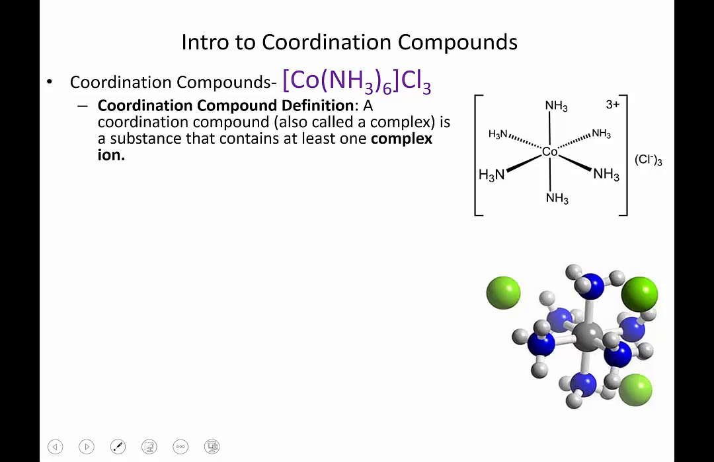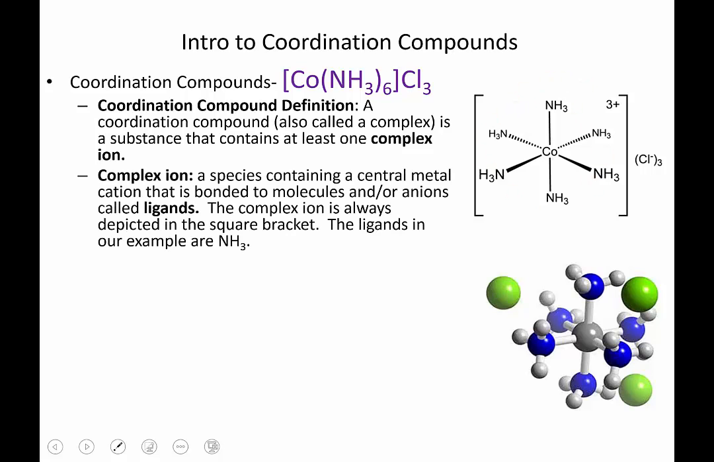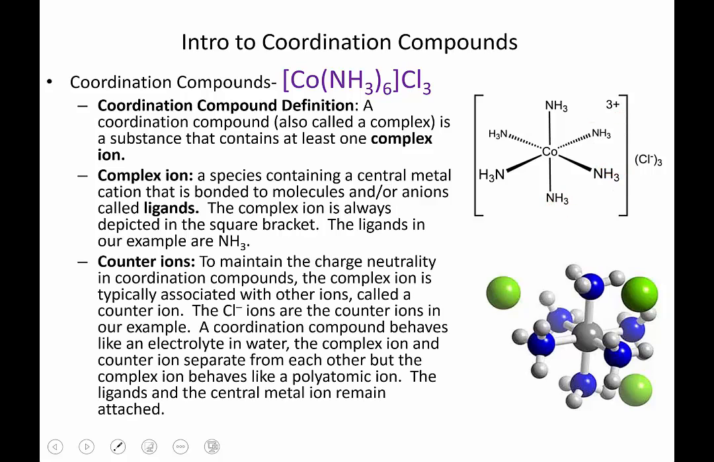So first I want to define what a coordination compound is. A coordination compound, also called a complex, is a substance that contains at least one complex ion. And a complex ion is a species containing a central metal cation, in this case cobalt 3+, that is bonded to molecules and/or anions called ligands. In this case, this entire thing inside the brackets is our complex ion. The cobalt is our metal ion, and the ammonia, or we call these the amine, are our ligands.